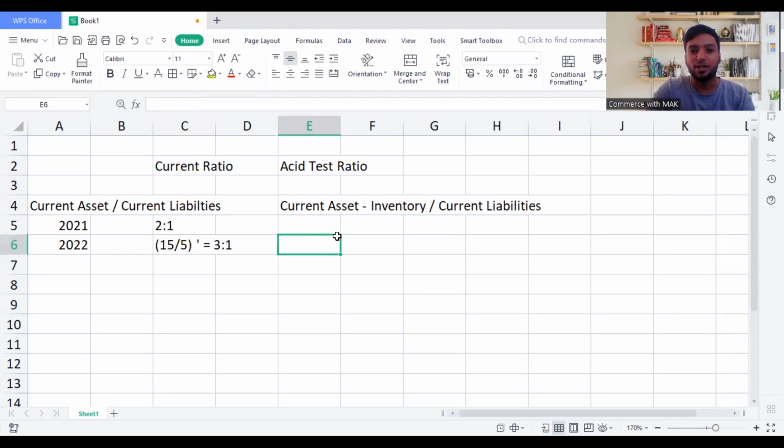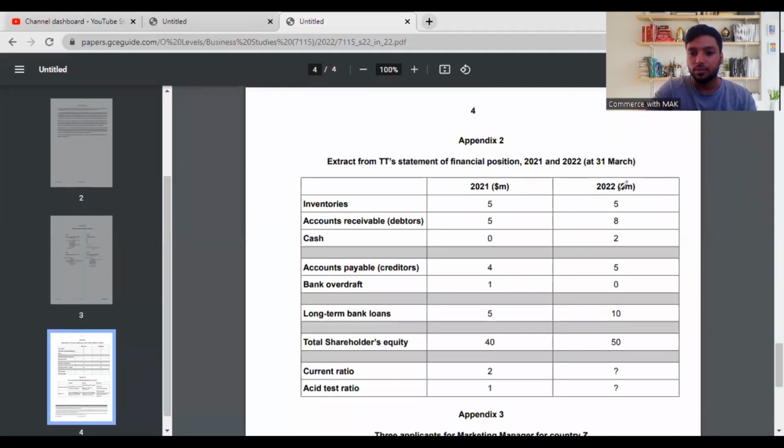So now moving on to the point: current assets minus inventory divided by current liabilities. So how do you calculate this? I'm going to move on to the sum again and show you how I calculated. So here I have inventory is 5, accounts receivable 8, and cash 2. So I can either take the 15 and minus 5, or I can take 8 plus 2 directly, 10.